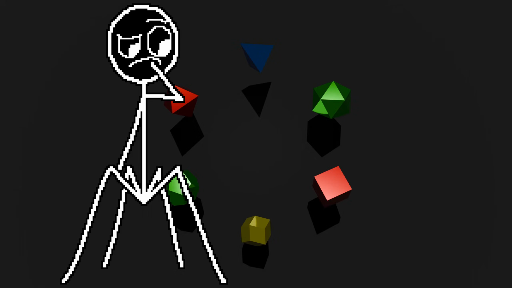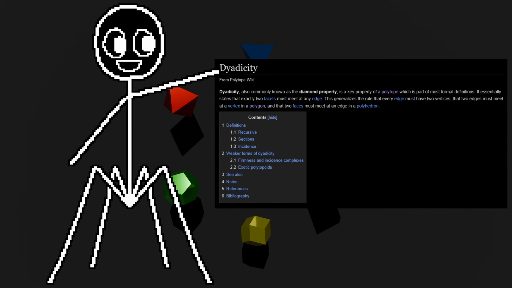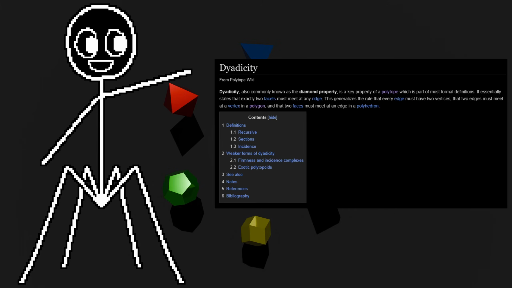What if space was the set of all ordered triplets of real numbers? Or r cubed? Well, now sides are polygons rather than edges, and sides meet 2 at an edge rather than 2 at a vertex. In 3D, diadicity is now no longer that 2 edges must meet at a vertex. It is now that 2 faces must meet at every edge. In every higher dimension, diadicity is when a polytope has 2 facets meeting at every ridge, no more, no less.